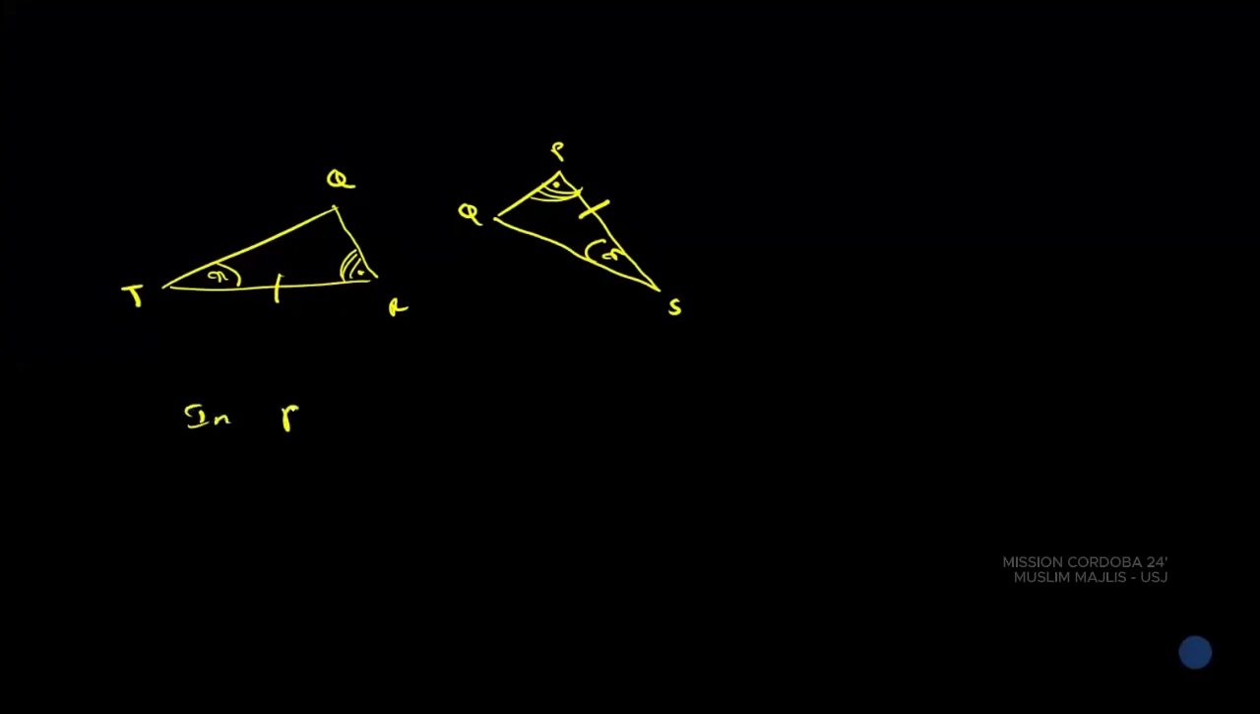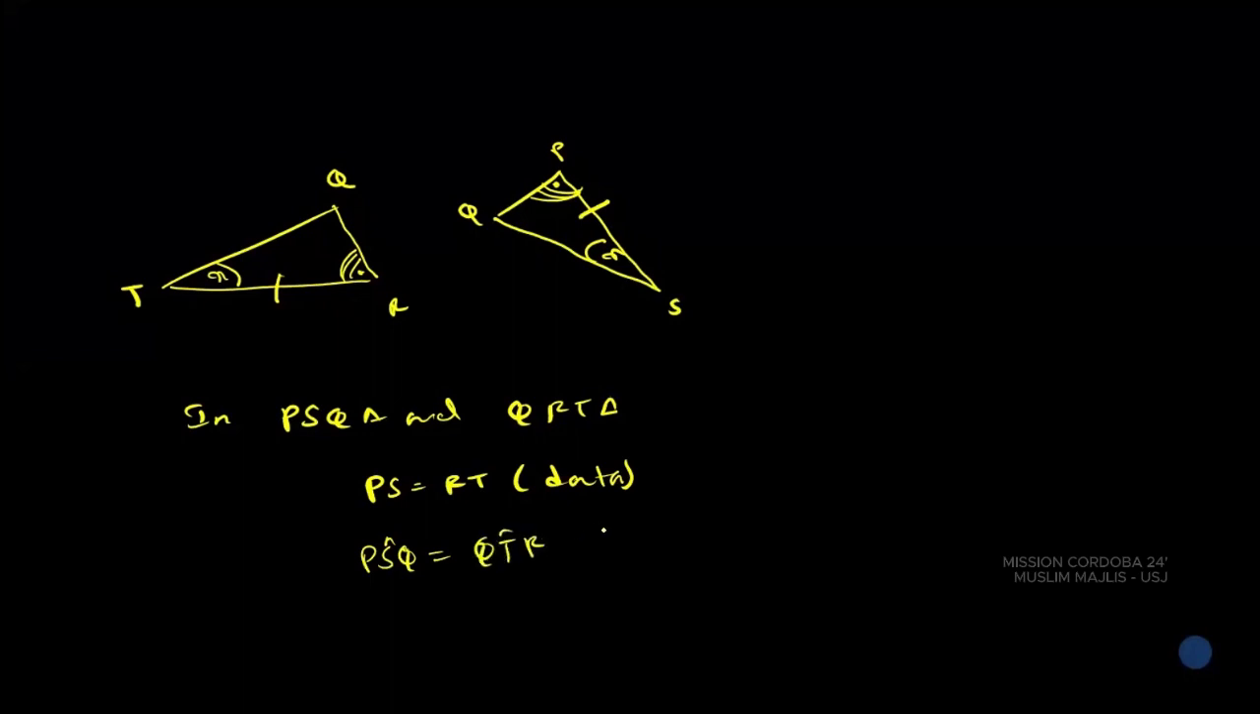In PSQ triangle and QRT triangle, we can see PS equals RT, it's given in data. And then the PSQ angle is equal to the QTR angle. That one we actually proved. Now this one, the QRT angle, is equal to the QPS angle.